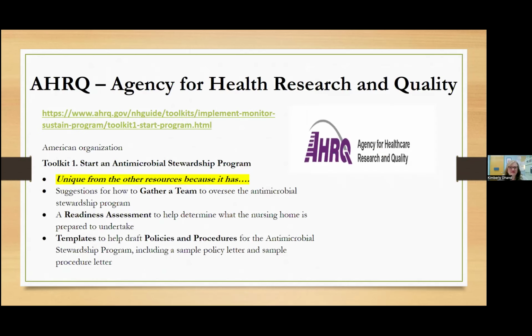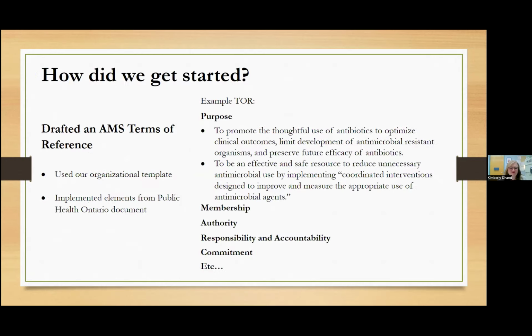There's an agency based out of the US called the Agency for Health Research and Quality. This particular website was great because it had some examples of policies and procedures, how to gather a team, and how to assess readiness for your site. Those references were unique to that website alone, and some of the other websites or references didn't have all that information. So it's great if you need a template or a document, it might have some helpful information on that site. And just move on to the next one.